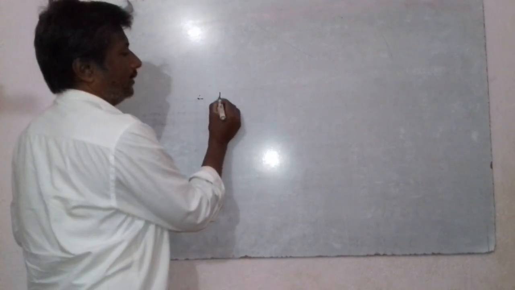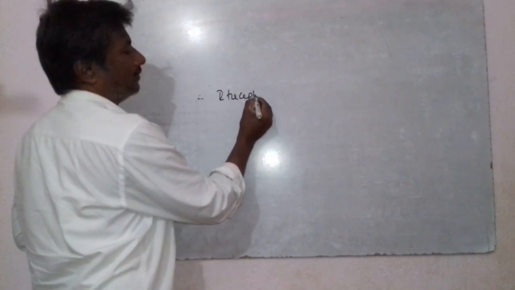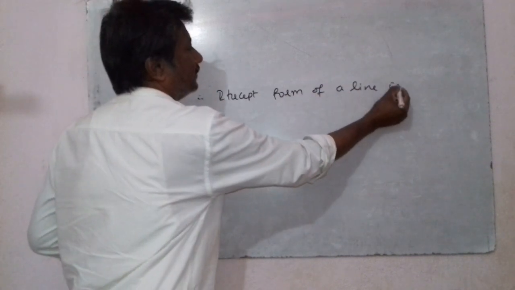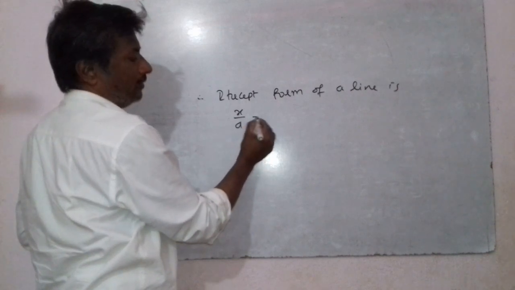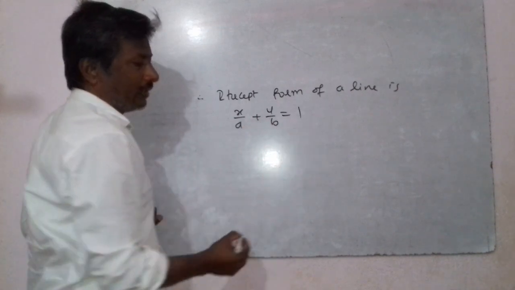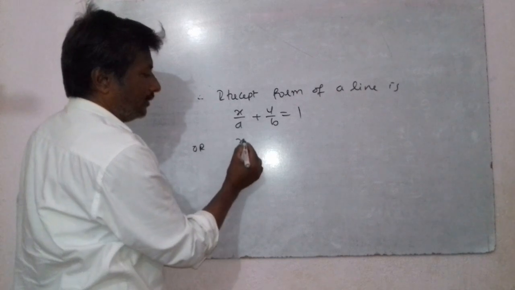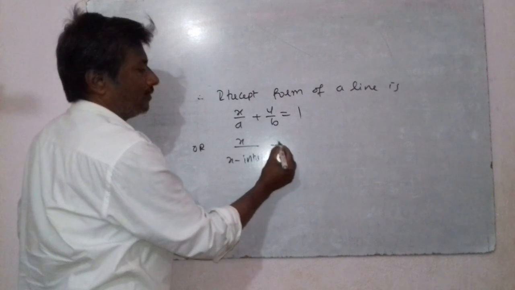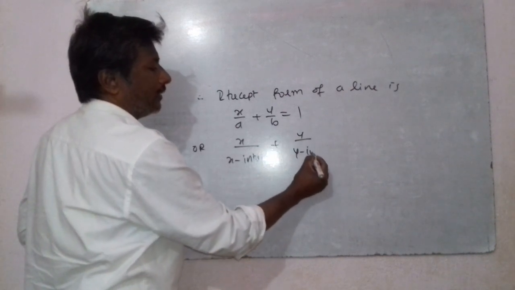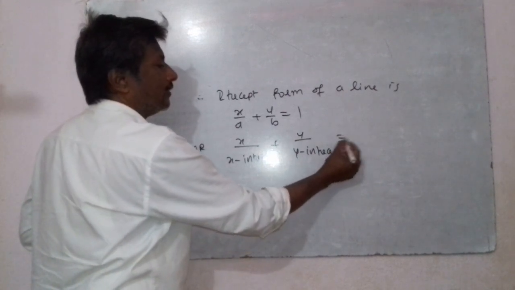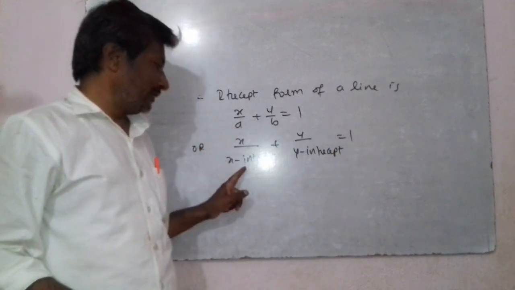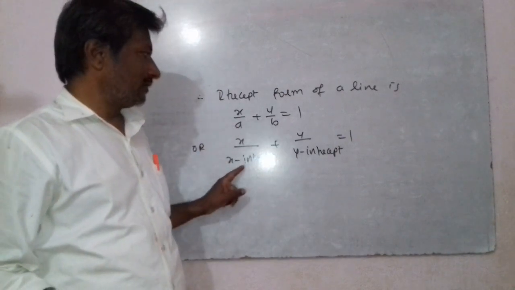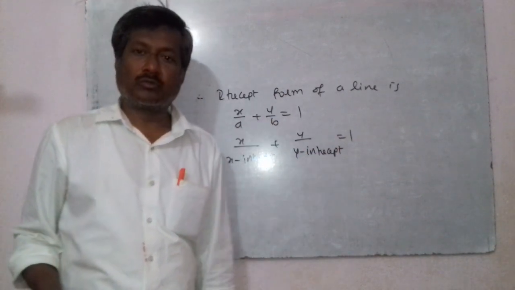Therefore the intercept form of a line is x upon a plus y upon b equals 1, or x upon x intercept plus y upon y intercept equals 1, where a is the x intercept and b is the y intercept.